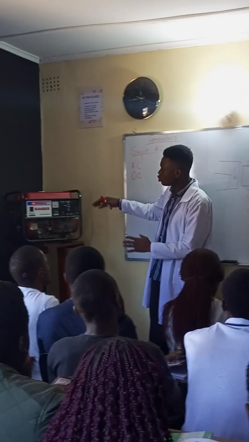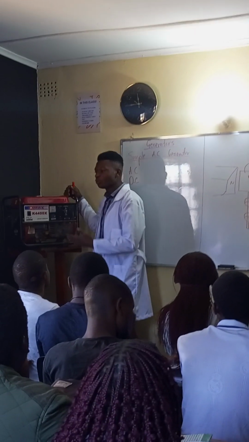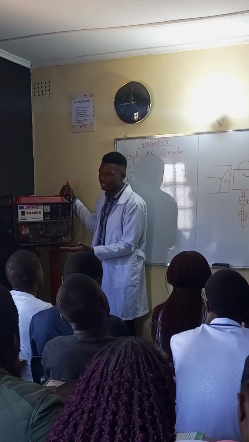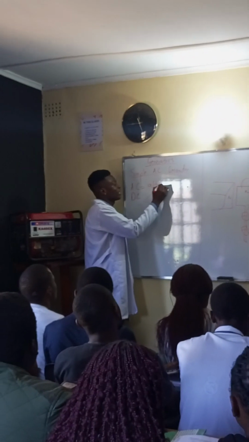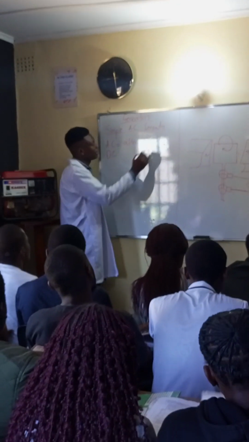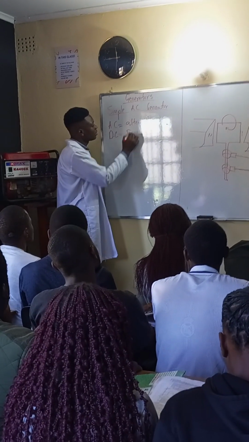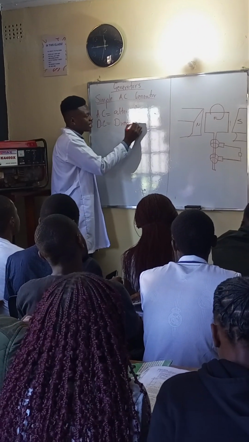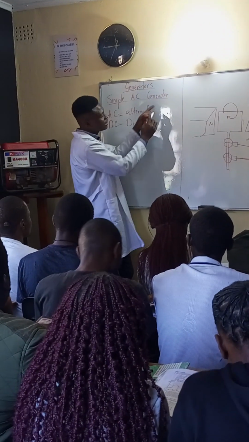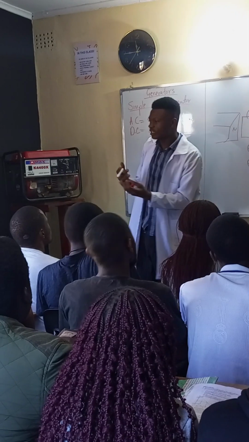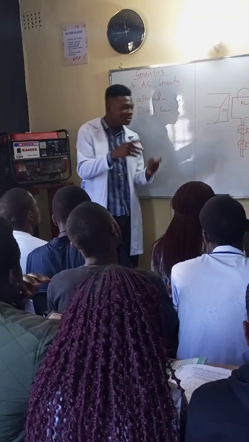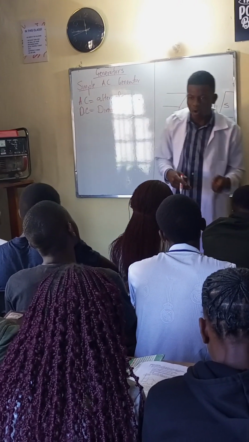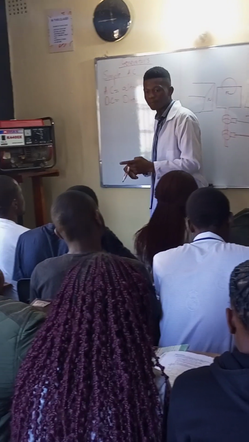A device that is used to produce electricity, right? The name AC means what? Alternating current. And DC means what? Direct current. So an AC, you say this is a type of current that does what? Changes its direction as it is moving.